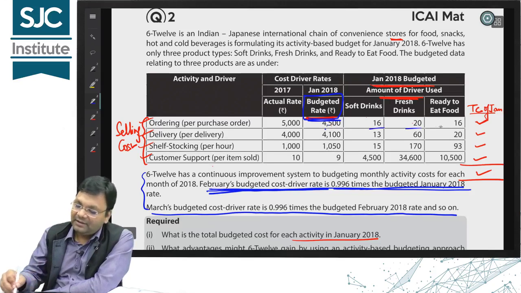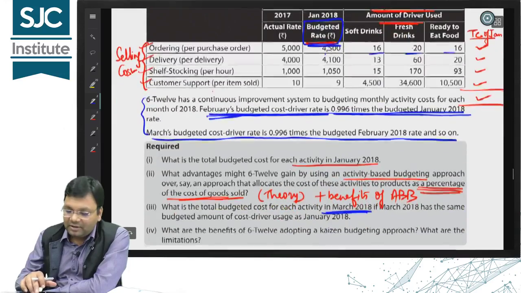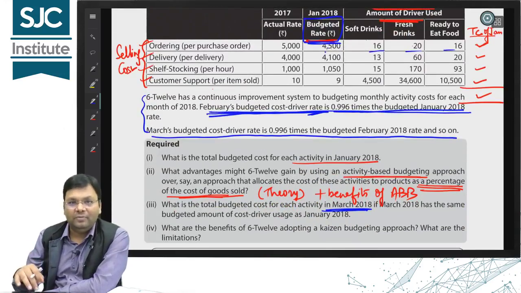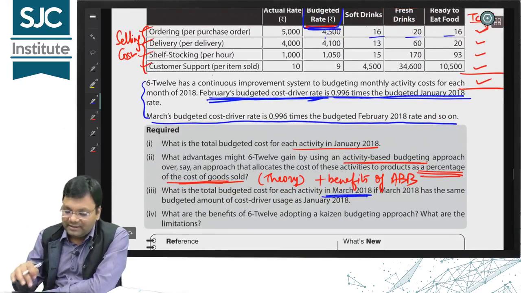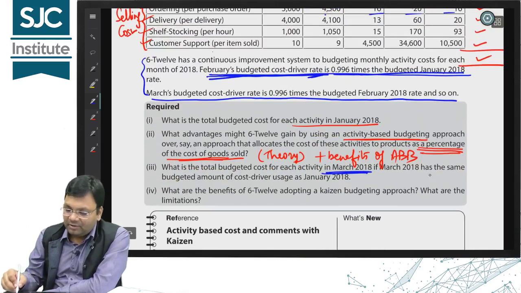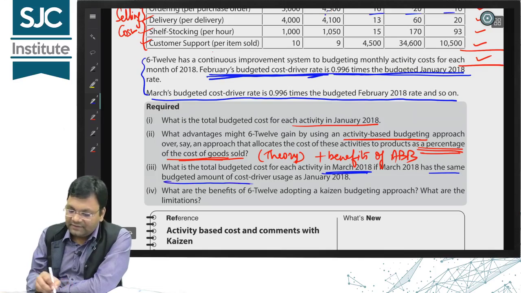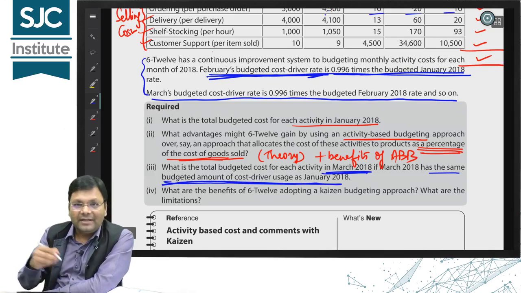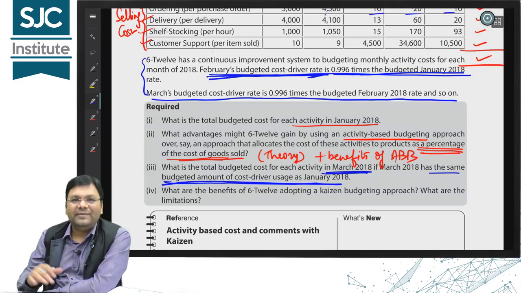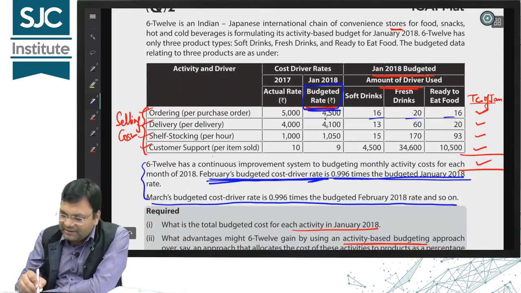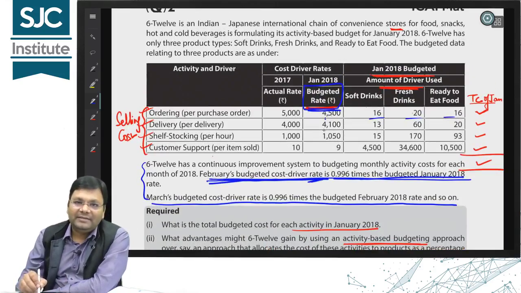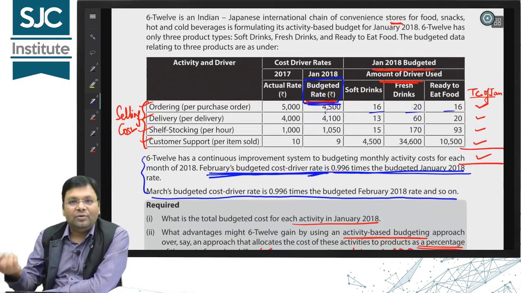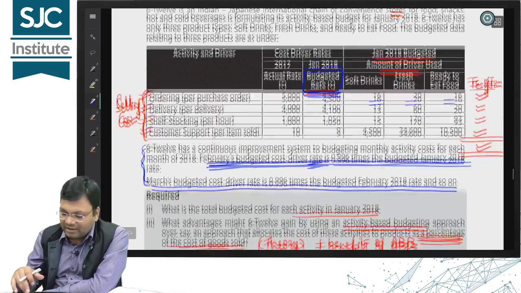Then multiply with the driver volumes, because the driver volume is not changing, they are just changing the rate. You can also have improvements in the form of driver volume, but they are only changing the rate. Here they also mention the same budgeted amount of cost driver usage as January. So cost driver usage remains the same, the rate you are reducing. It is very easy. Just reduce the rate 2 times by multiplying by 0.996 and then multiply this with 3 and get the total cost of March. So you can check your answers later.